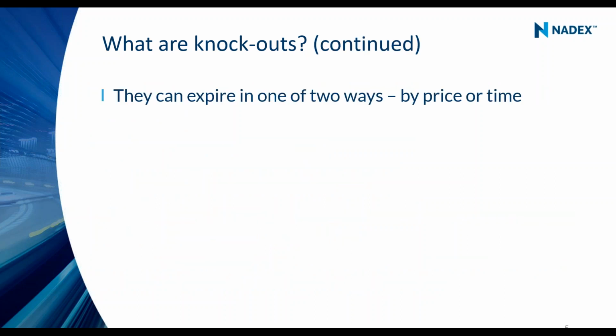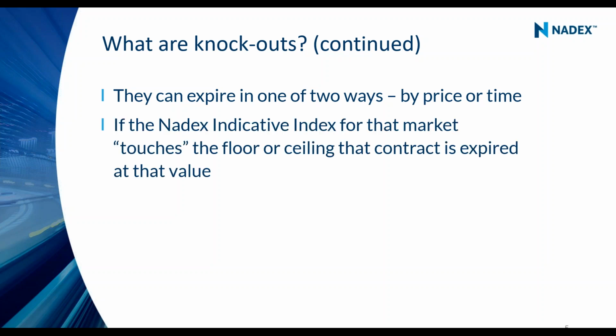So the price is going to move between the floor and the ceiling on a knockout, and the contract will end in one of two ways. And we're going to get a little further, like what happens if one of these doesn't occur, but we'll talk about that in a second.